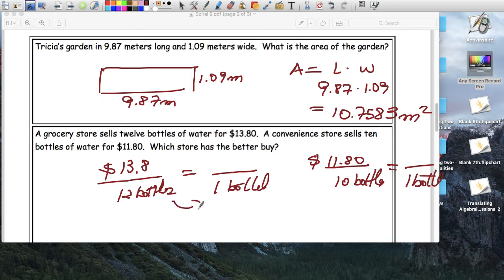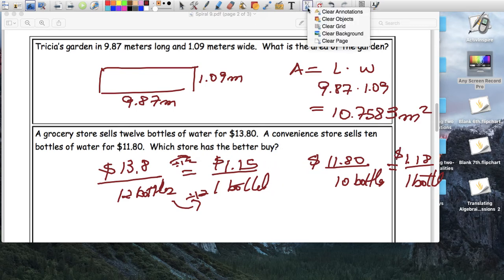Right, so in this case here is divide by 12, and on top divide by 12. And we're going to go 13.8 divided by 12 equals $1.15 per bottle, which is pretty expensive. And on this side is 11.80 divided by 10. That's going to give us 1.18. So which one is cheaper? This guy right here, because it's 3 cents cheaper.